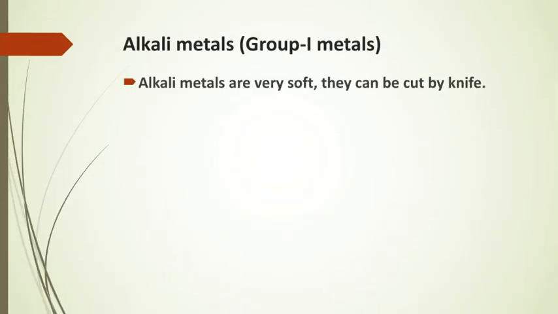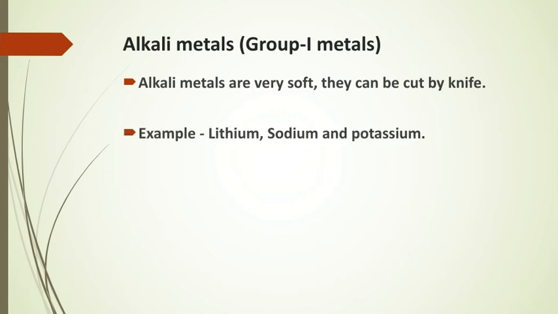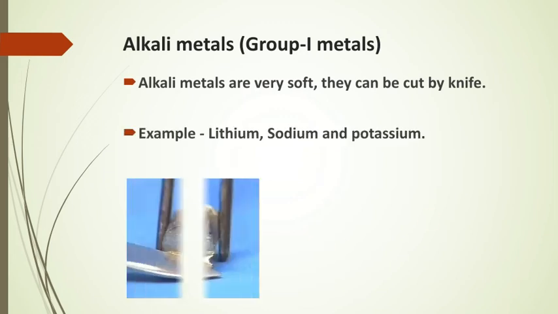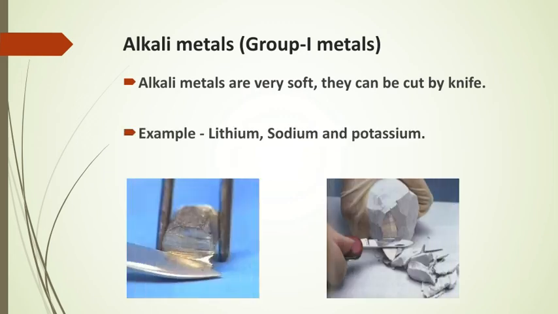Alkali metals, which means group 1 metals, are very soft in nature. They can be cut by a knife. For example, lithium, sodium and potassium. In these two pictures, you can see that lithium and sodium are being cut by a knife, which indicates that alkali metals are very soft in nature.